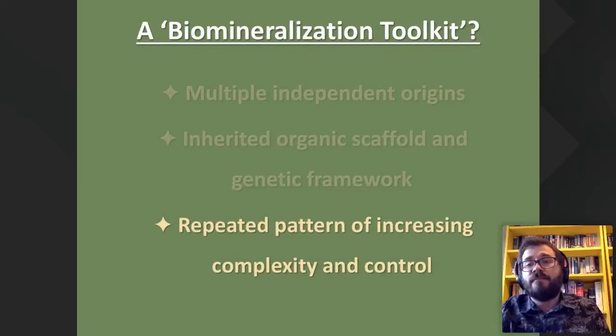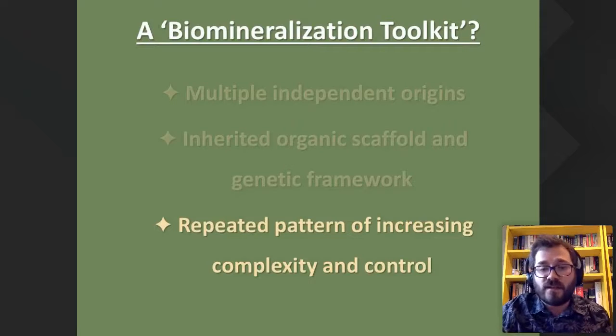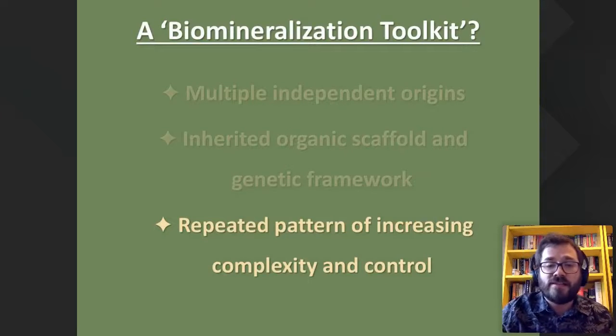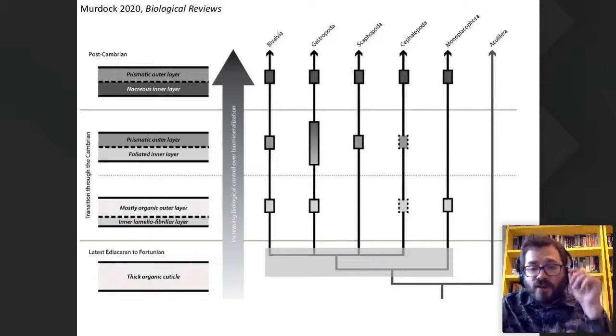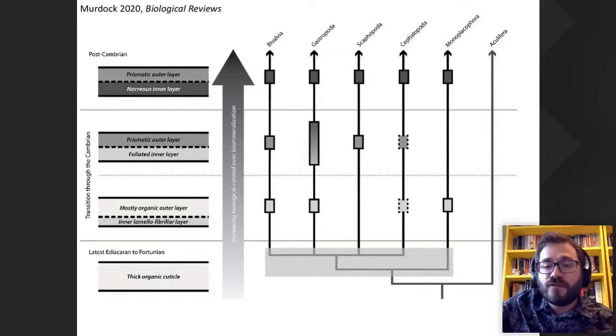So finally then, if this hypothesis holds true, we should see in different groups, after they've independently acquired skeletons, they should gain more and more genetic control over building those skeletons and get more and more complex as a result. So if we have a look at one particular group, the so-called shelled or conchiferan mollusks.